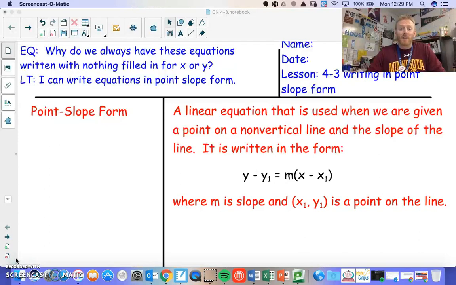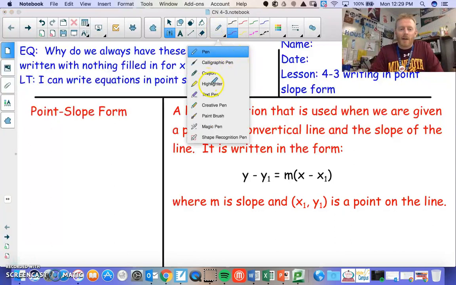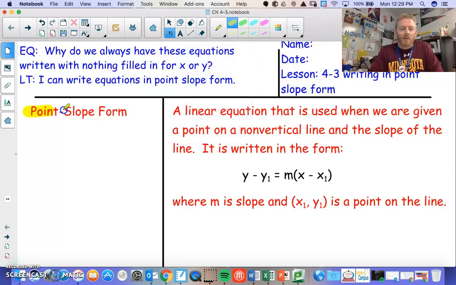This is writing in point slope form. We're just talking about another one of our forms to make things easier for us on graphing. So sometimes when we are graphing things, we're given a point and a slope, and we can change our equations into different forms easily when we get point slope form.